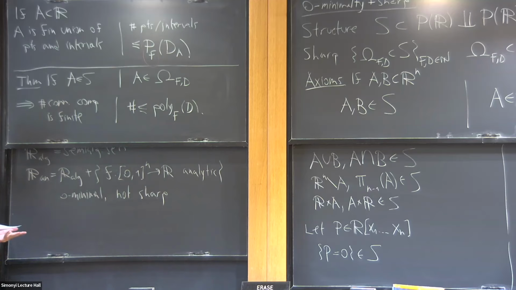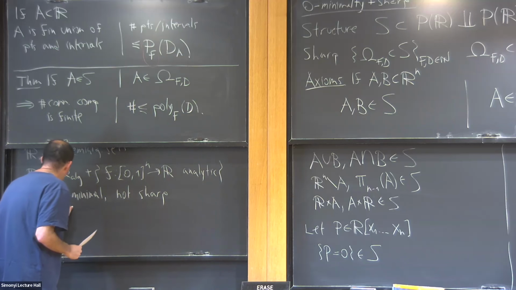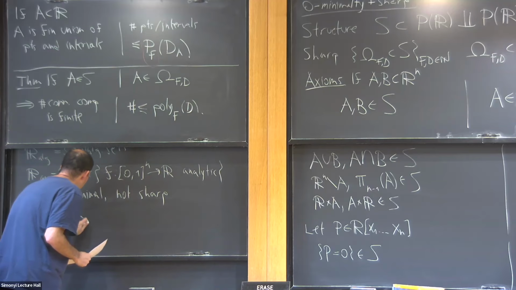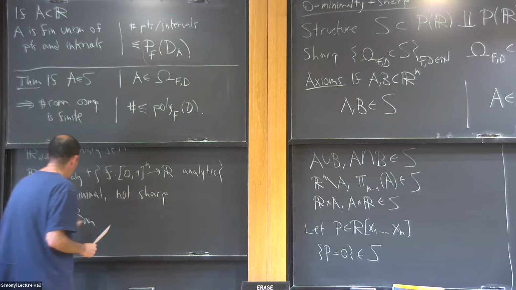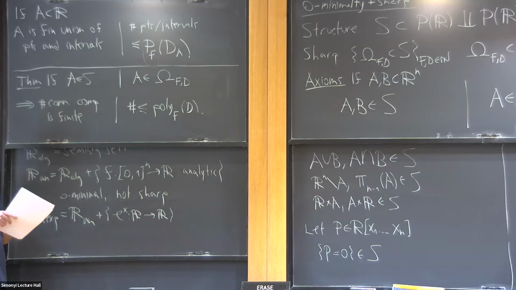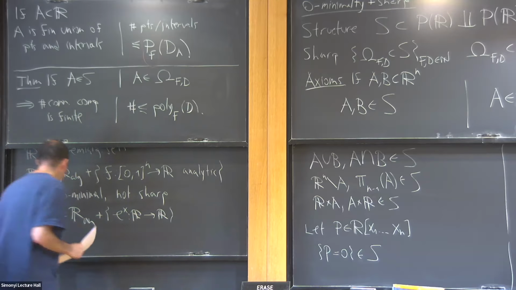One other structure that I want to mention that is often used in applications is R-an,exp. Here you basically take R-an, the one I defined, and you add one unrestricted analytic function. You add the function e to the x viewed as a function from R to R. If you restrict this to any compact interval, it would already be in R-an. But if you add the whole thing, it's not there, and it's really a bigger structure. This is again O-minimal, and certainly not sharp, because even R-an is not sharp.